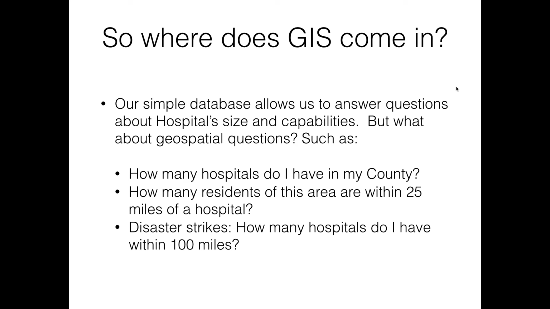So that works great for basic data about hospitals. We've got beds, departments. You can imagine that could be a huge nationwide database of hospitals. So where does the GIS stuff come in? So we know basic capabilities of hospitals, but what if we want to answer questions like how many hospitals do I have in my county, or how many residents are around it? Say something goes horribly wrong, disaster strikes. How many hospitals do I have within 100 miles of where I am? So these limitations are painful with our previous design.